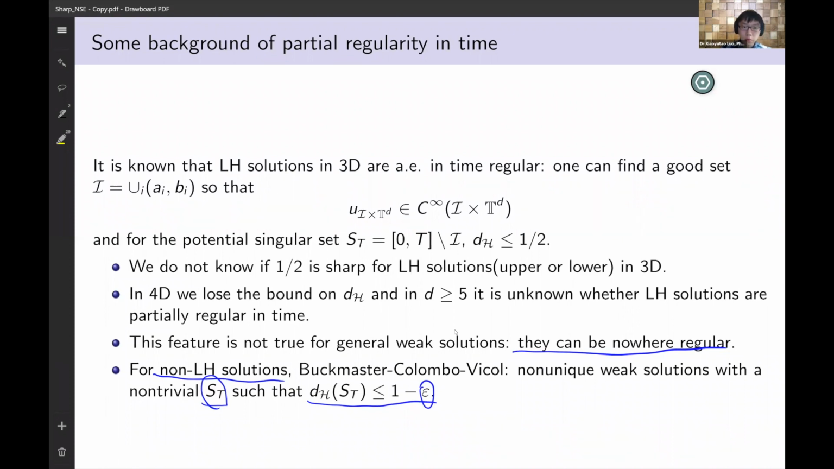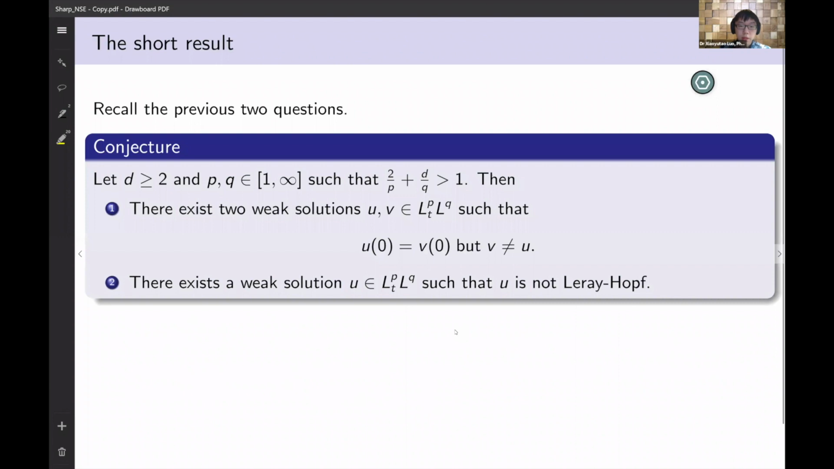Okay, so now I can present the short version of our result. So recall the previous 2 questions. In dimension 2 and above, you fix P and Q satisfying this scaling bigger than 1, so this is in the supercritical regime. And then the first question is whether weak solutions are unique in this class. And the second question is whether there is a non-unique, non-Leray-Hopf solution in this LP-LQ class. So those are the 2 conjectures.